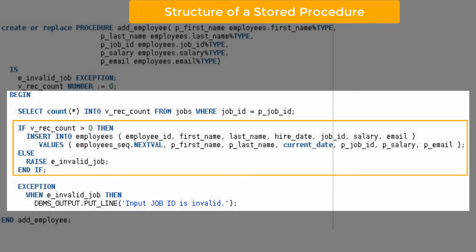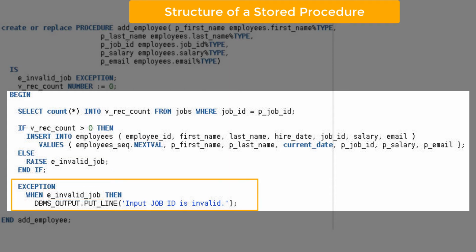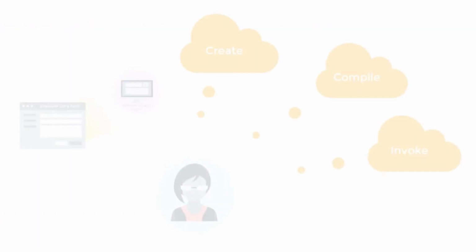If it passes the validation, that is, if the job ID is valid, then new employee records are inserted into the employees table. If the control passes to the else clause, that is, if the input job ID is invalid, then the exception e_invalid_job is raised. This exception is handled in the exception section to display the message input job ID is invalid. You will learn more about exception handling in the upcoming lesson.